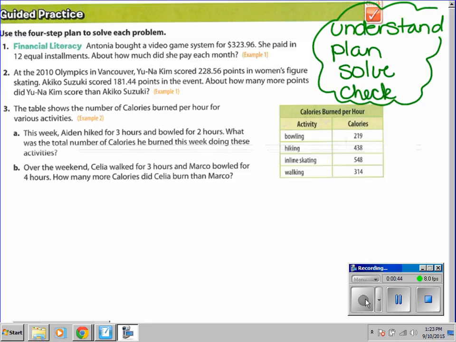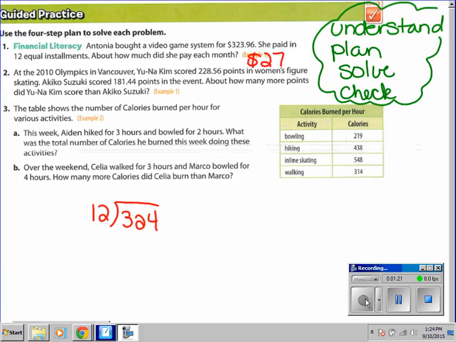So basically, my plan is to what? Add, subtract, multiply, or divide? Divide, correct. So it says about, therefore, I am going to do 324 and divide it by the 12 months. And what do you end up getting? If you did the exact, that's fine, but you could still round it to the nearest whole. What did you get? Yep, $27 per month that she's going to be paying. So my final answer would be $27. So you write that $27.